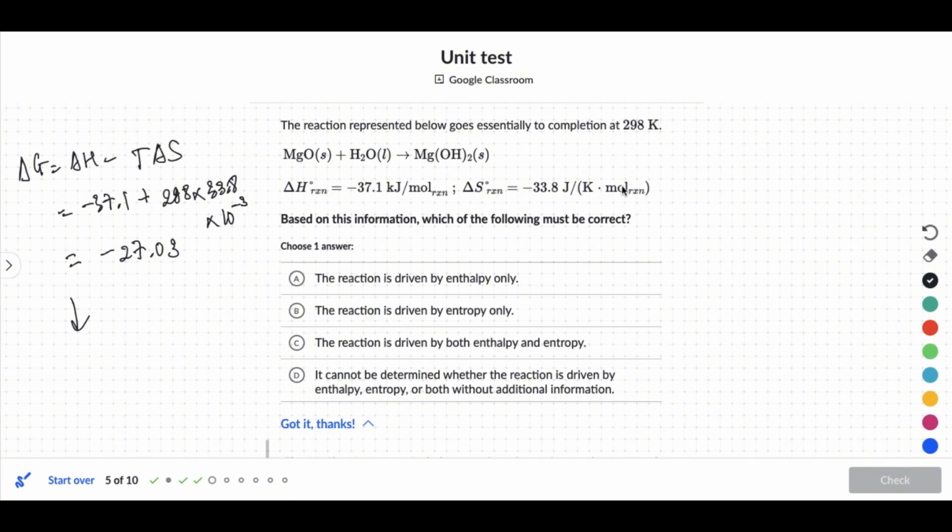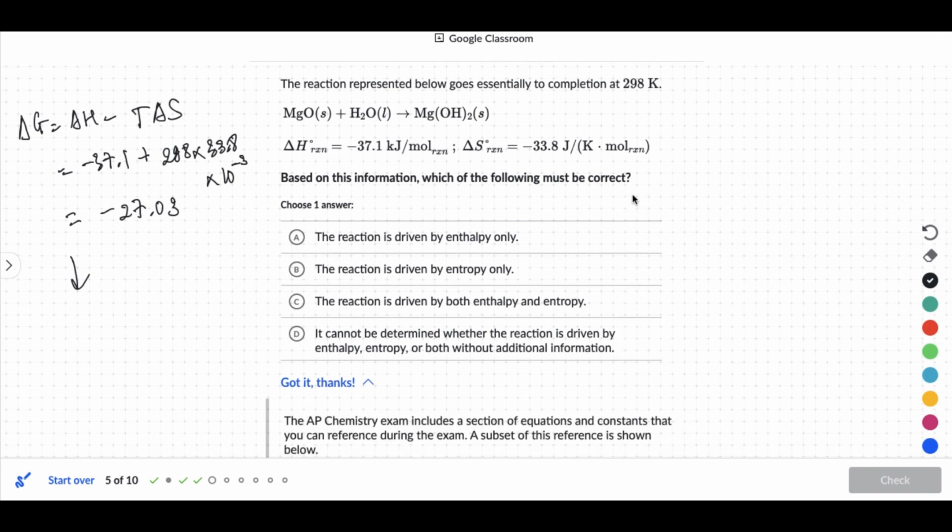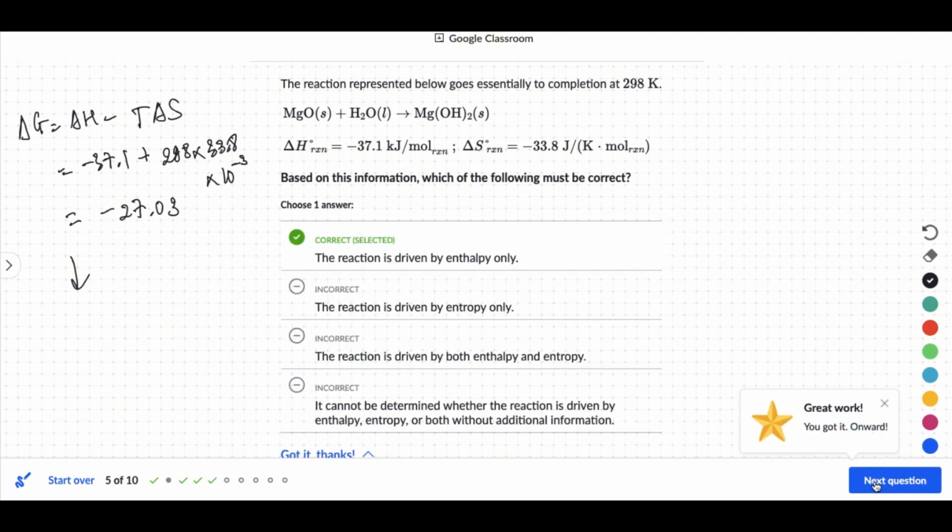And let me see that. Obviously it is favored, however you see here that it is surely driven by enthalpy, not entropy, because the change in entropy is actually negative. So I believe that A is the correct answer.